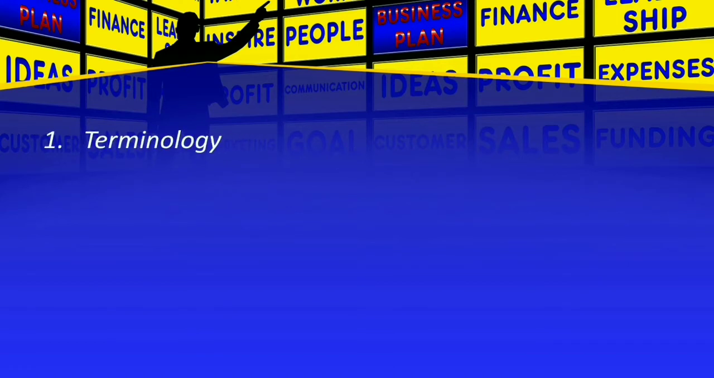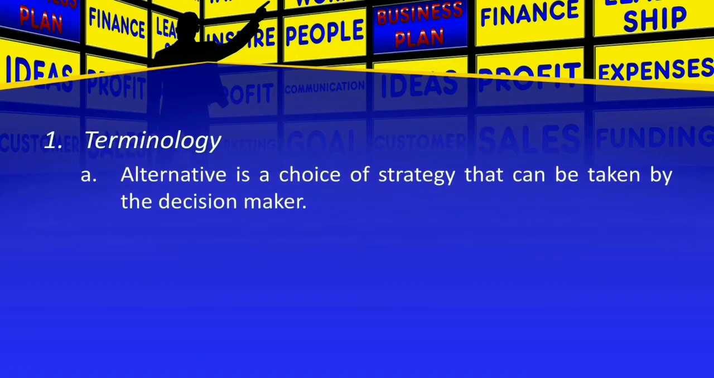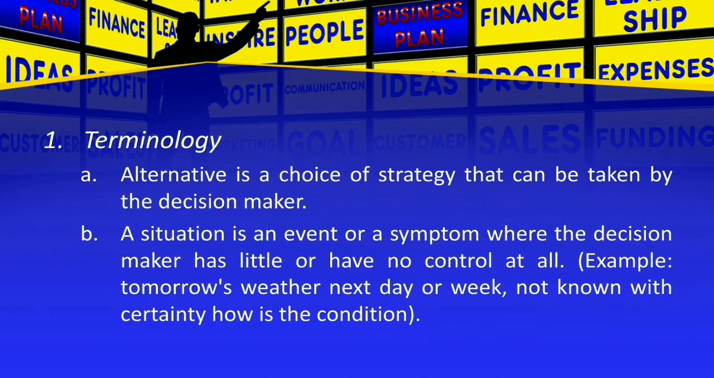First, terminology. An alternative is a choice of strategy that can be taken by the decision maker. A situation is an event or symptom over which the decision maker has little or no control at all. For example, tomorrow's weather, next day or week, is not known with certainty.